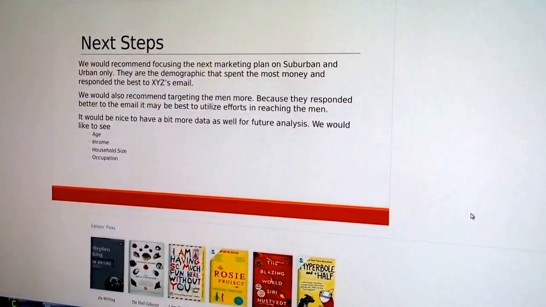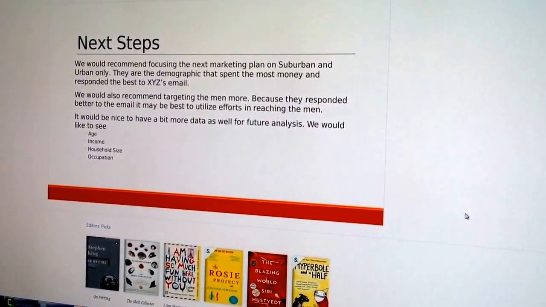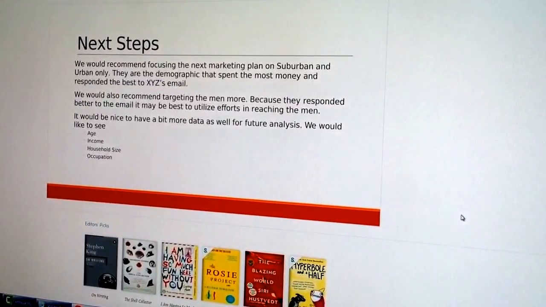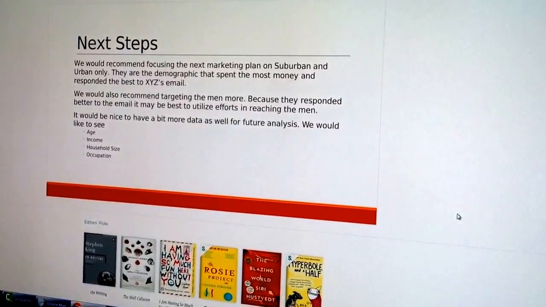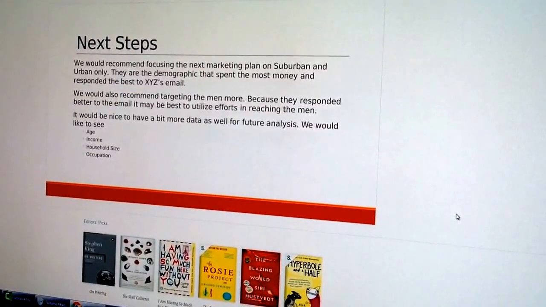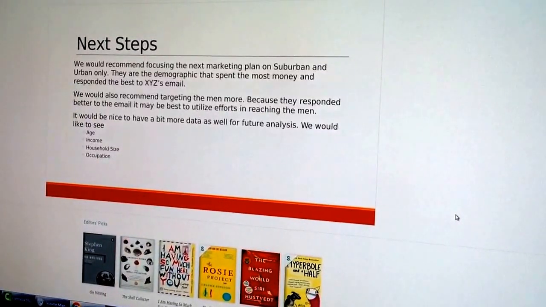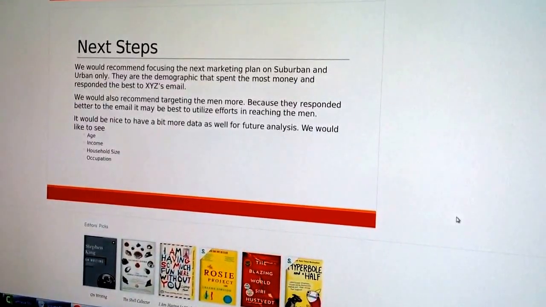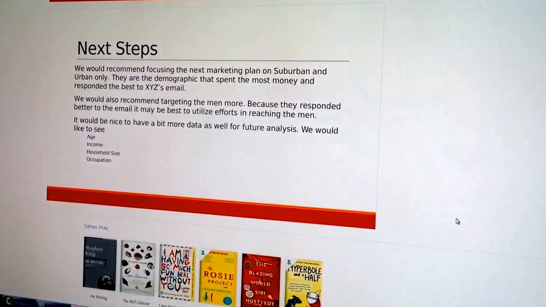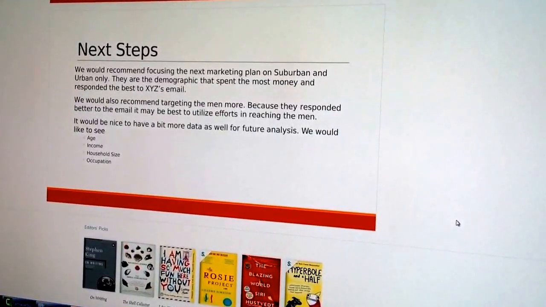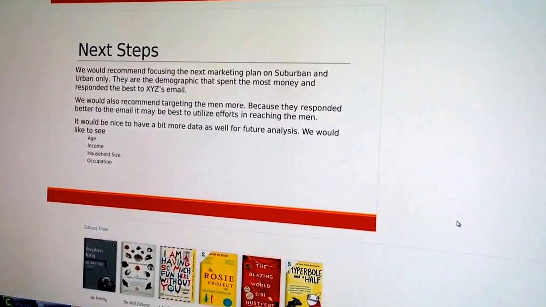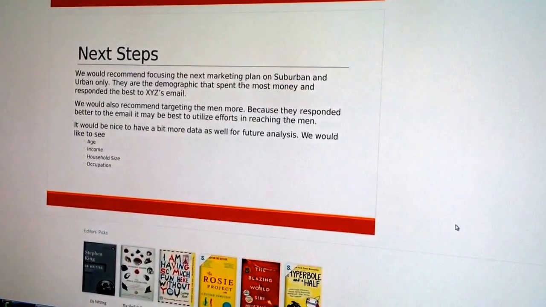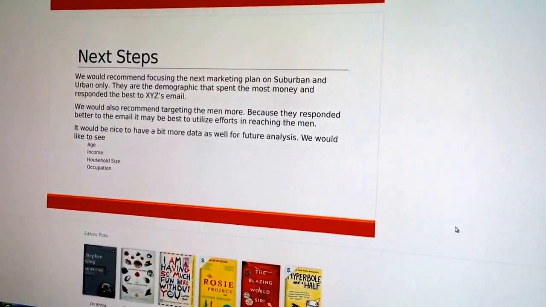So going from there, what we've learned, we would recommend focusing the next marketing plan on suburban and urban areas only. That's because this demographic spent the most money and responded the best to XYZ's email campaign. We'd also like to recommend targeting men more because they responded much better to the email, and using more effort to reach them because it was worth it more. We'd also like to recommend collecting more data for future analysis. It might be interesting to have age, income, household size, and the occupation of customers as well.